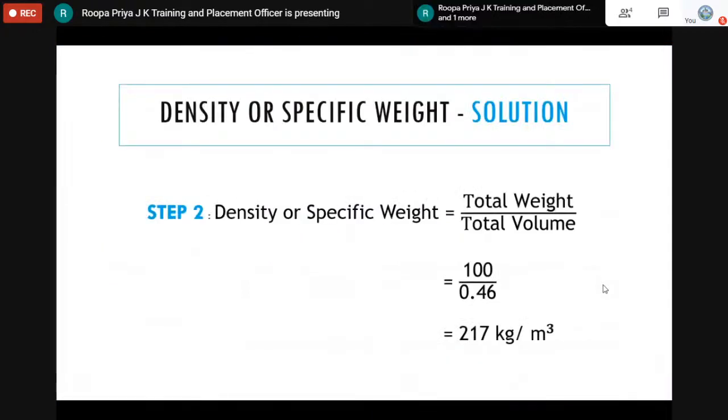So these are the 2 questions. This is simple. You just have to follow these 2 simple steps and then you get your answer and you get your 2 marks. So this is about density or the specific weight of municipal solid waste.